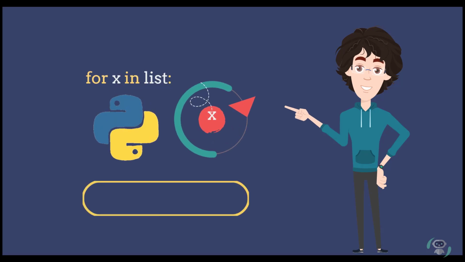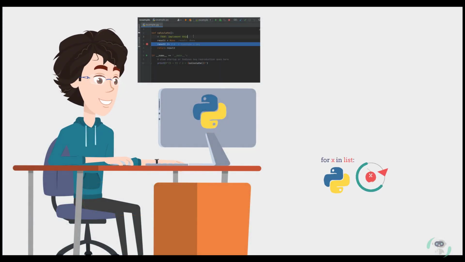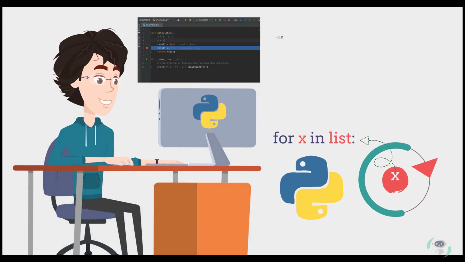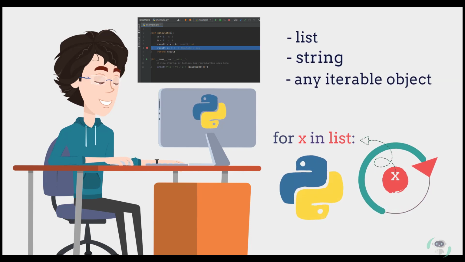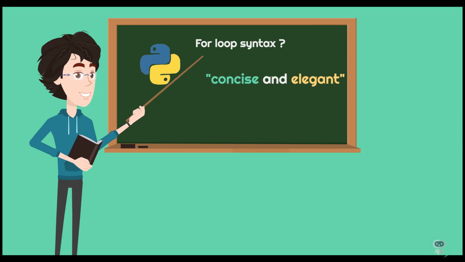In today's tutorial, we're diving deep into the world of Python for loop and unravel the power of iteration. For loops in Python are your go-to tool for iterating over a sequence like a list or a string or any iterable object. Their syntax is concise and elegant, making them perfect for various tasks.